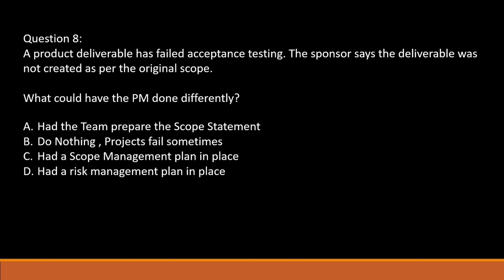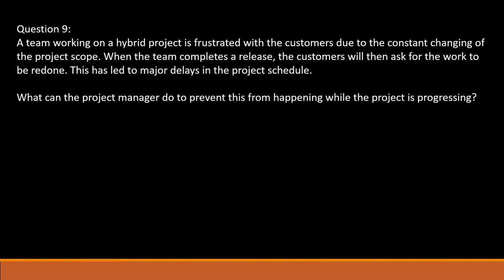Okay, so the correct answer for this question would be option C. Since the sponsor says that the deliverable was not created as per the original scope, the PM should have had a scope management plan in place. The next question is question number 9.